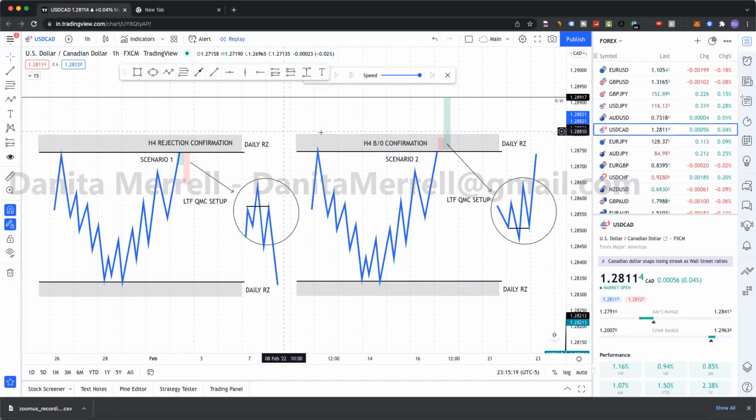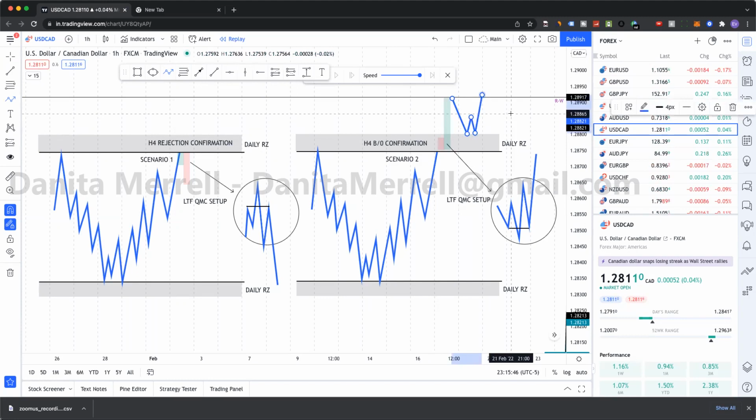Okay, scenario two. What do we have? Same scenario, except what happens in here is we don't get any rejection confirmation. So what we get instead is an engulfing pattern. Same scenario, it's just now this is a breakout. Now when this breakout happens, we need to wait for that pullback. So this is going to be a step 2 process. You need to wait for the pullback. And at this point, you're going to need another H4 confirmation of an engulfing.